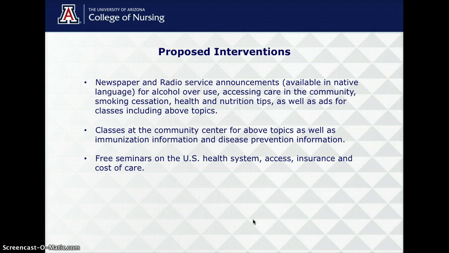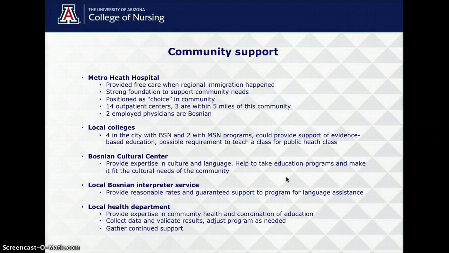prevention information, as well as seminars frequently to talk about access to the United States health system, talk about insurance and how there's cost of care, which from the community they're from, all care was free. Community support would be widespread. This would allow many different people to have smaller parts so that everybody can contribute something, but if one part falls off, it's easier to make up for than if there's just one support.